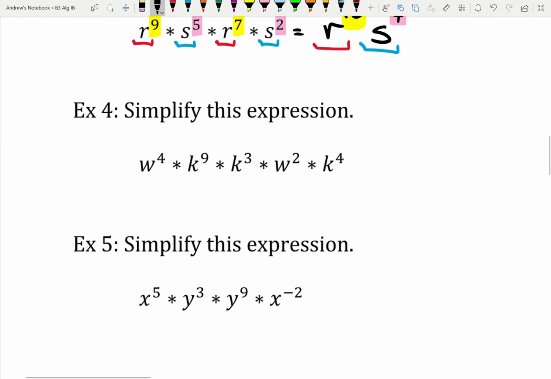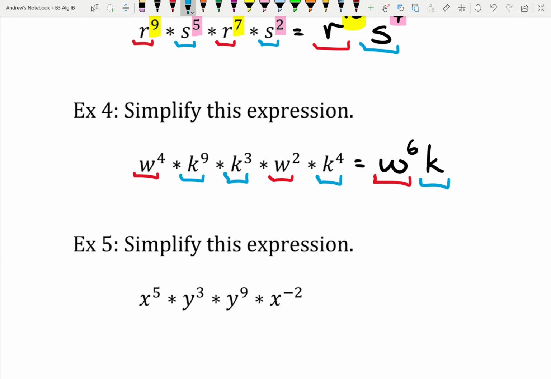Same kind of deal for number 4 here. I'm going to take all of these W's, those will go together. All of these K's will also go together. When I'm looking at how many W's I have overall, I had 4 in the front, and then I multiplied by another 2 W's, so altogether that's 6 W's. For the K's, way up at the front I had 9, then I multiplied by 3 more, so I'm up to 12, and then I'm adding on another 4, which brings me all the way up to 16. So again, we're just adding them together.